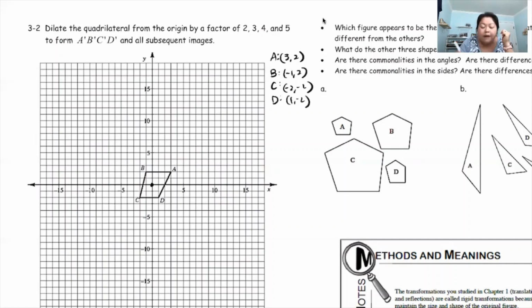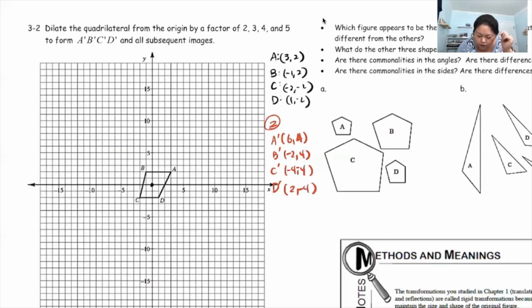Okay. I'm going to use red for my first dilation. So dilation by 2. So this is the 2. Okay. So what is it going to do? How do we dilate the object by 2? You multiply all the coordinates by 2. So A prime, B prime, C prime, and D prime. Now all need to be multiplied by 2, which gives me 6, 4, -2, 4, -4, -4, and 2, -4.